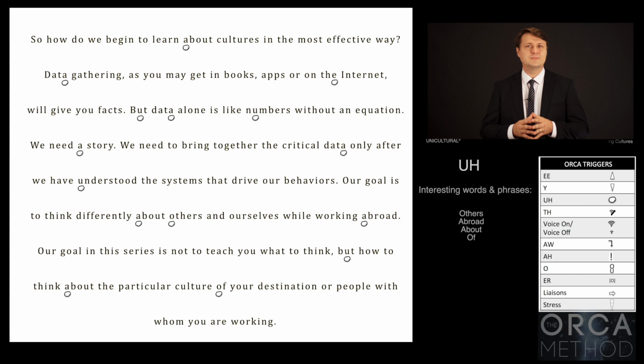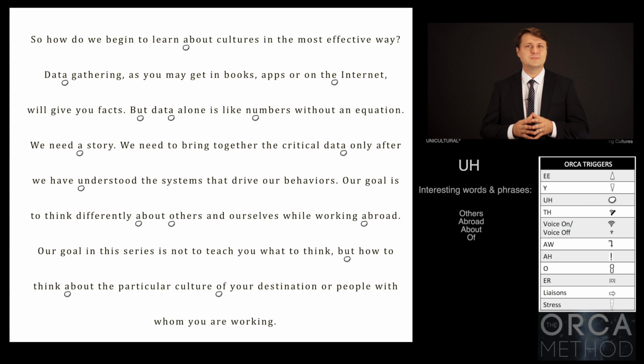So now we will associate the sound with the thinking cloud. So see that little cloud? Every time you see the cloud, you must say the sound every time. There is no ifs, ands, or buts. So how do we begin to learn about cultures in the most effective way? In the most effective way.